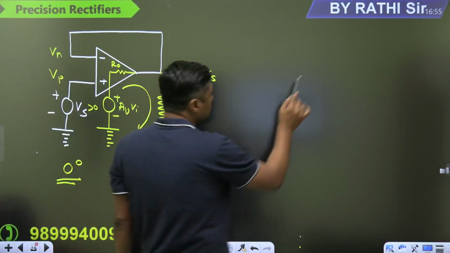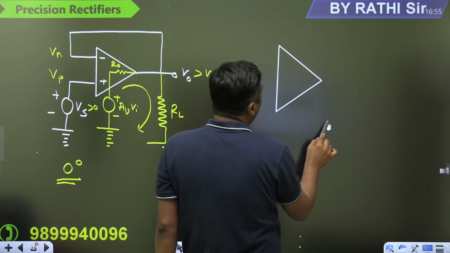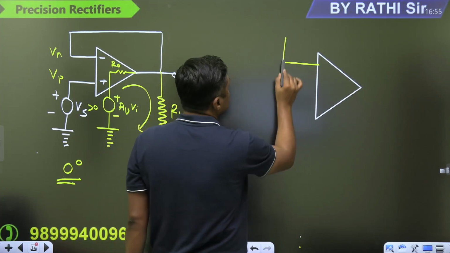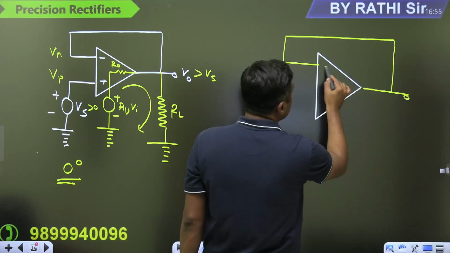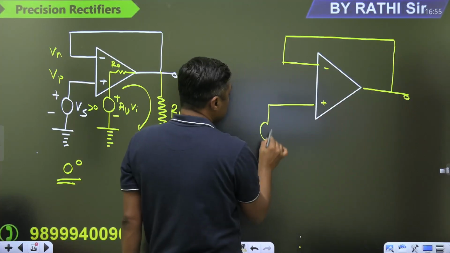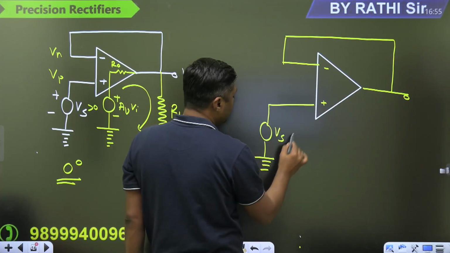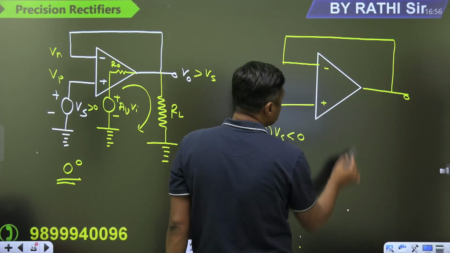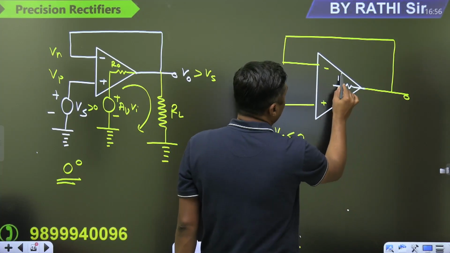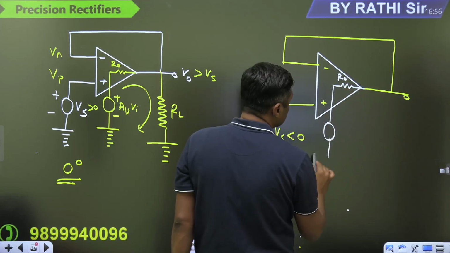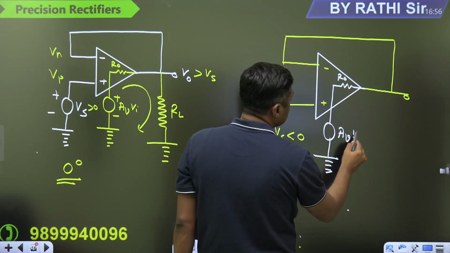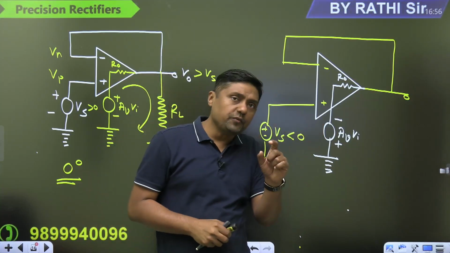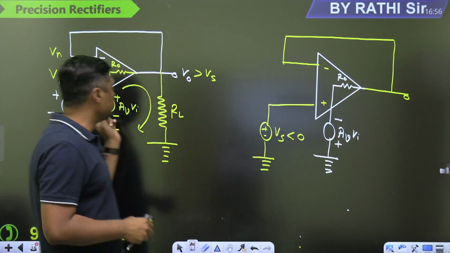Similarly, for the negative half, this is minus, this is plus, this is Vs. Now it is negative. Negative means less than 0. When it is less than 0, then R naught, A V Vi, minus plus. Right? Why? Because of 0 degree phase shift. This is negative, this is also negative, this is positive, this is also positive.